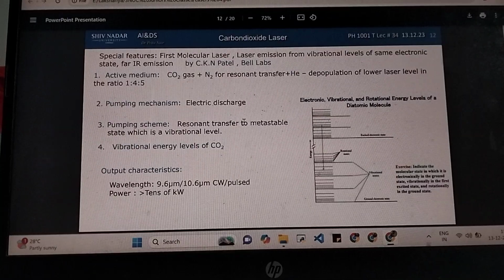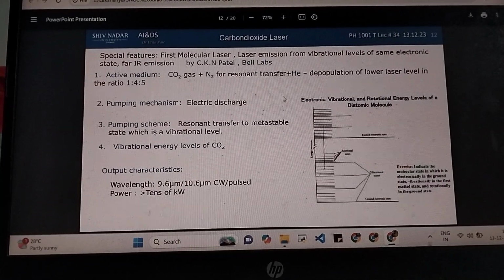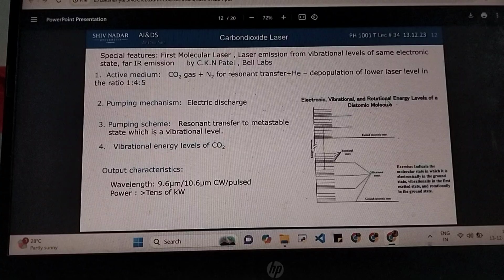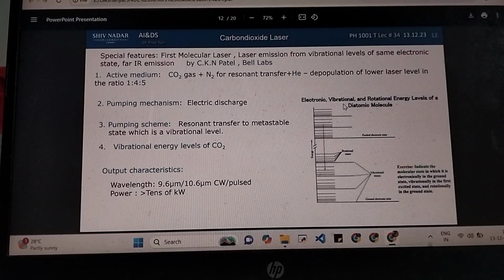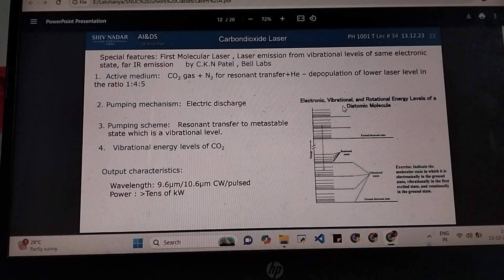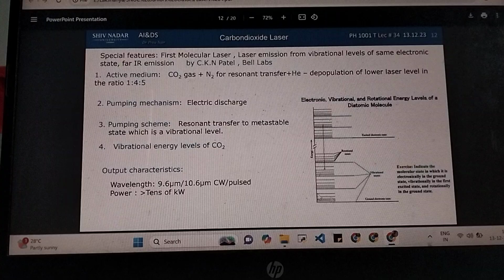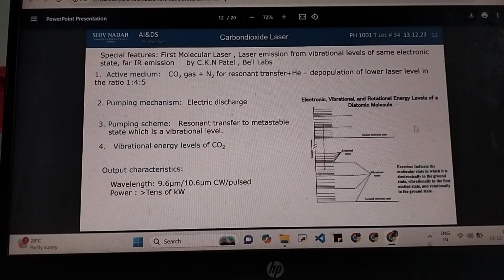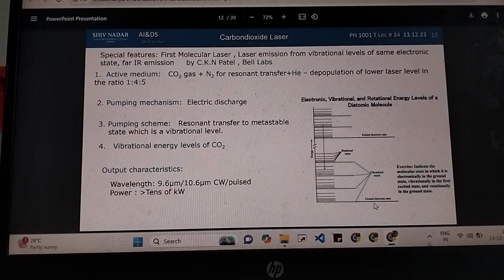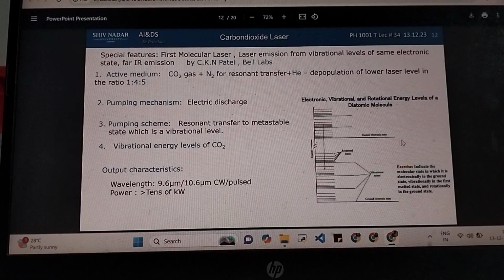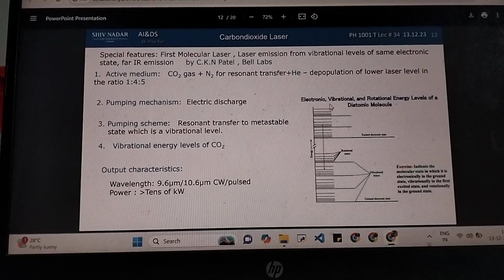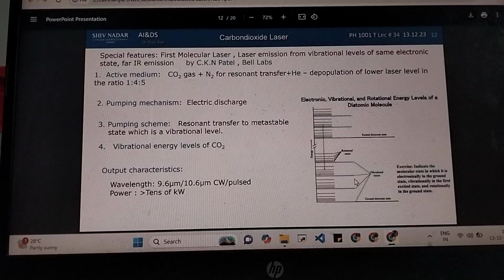All you need to understand is there is some mechanism which makes sure that the electronic and rotational energy remains the same. Only in terms of vibrational level there is a population inversion which is being created. So this is an example. Here the long horizontal black lines represent electronic energy levels, a ground state and an excited state. The shorter black lines represent your rotational levels, and the blue lines in between are the vibrational energy levels.